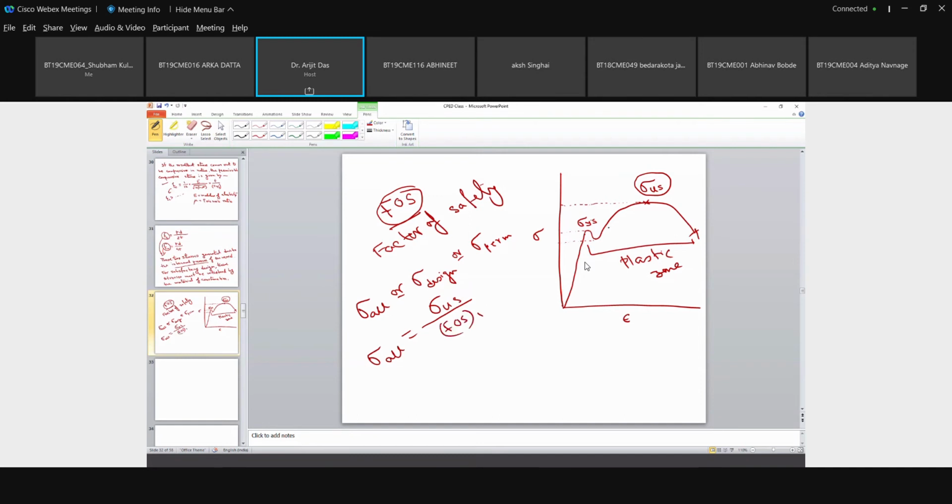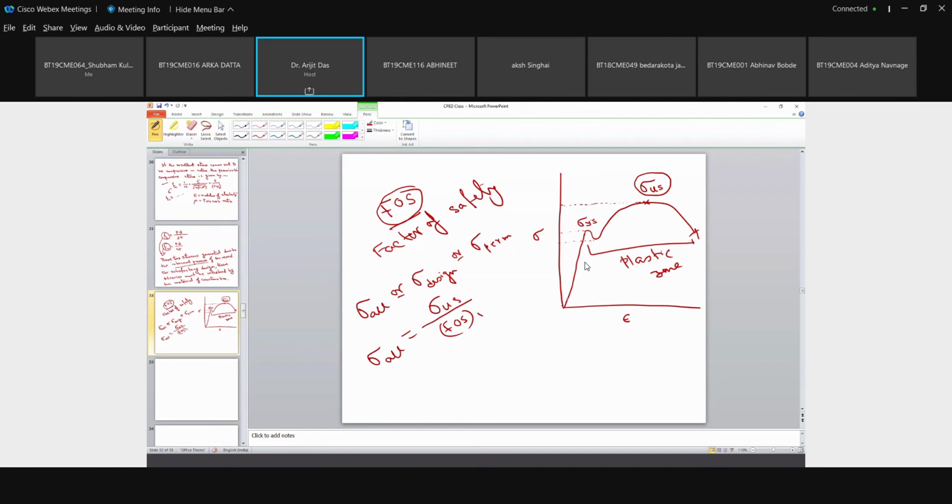We choose the factor of safety in such a way that the allowable stress value of the material comes under the elastic limit. Otherwise, there must be a permanent deflection. The material will be in the plastic zone, and a rupture or failure of the design will occur.